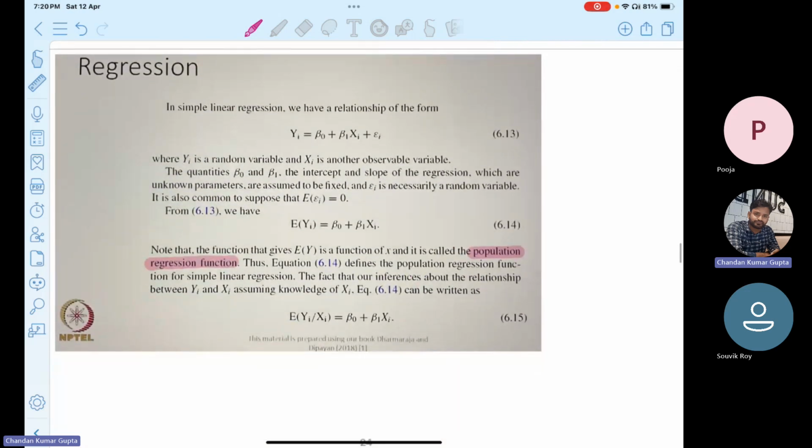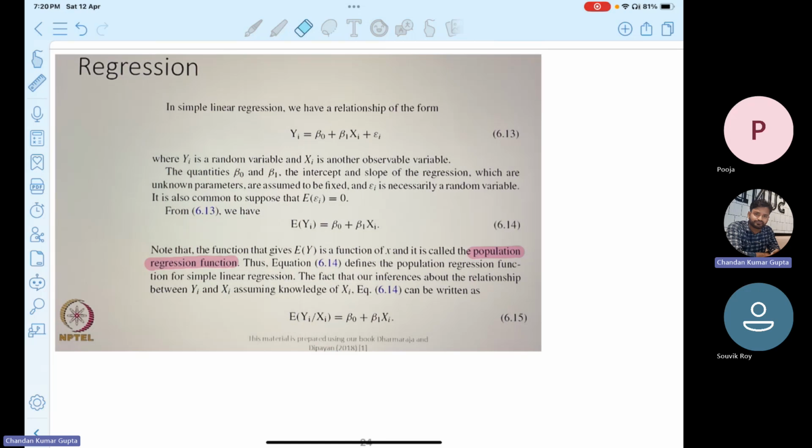Now the next topic is regression. In simple linear regression, that is the formula for this. Suppose it is a simple linear regression. So we have a linear statistical form. Here there is an error actually. This error is e or epsilon i or ei, whatever you may write.